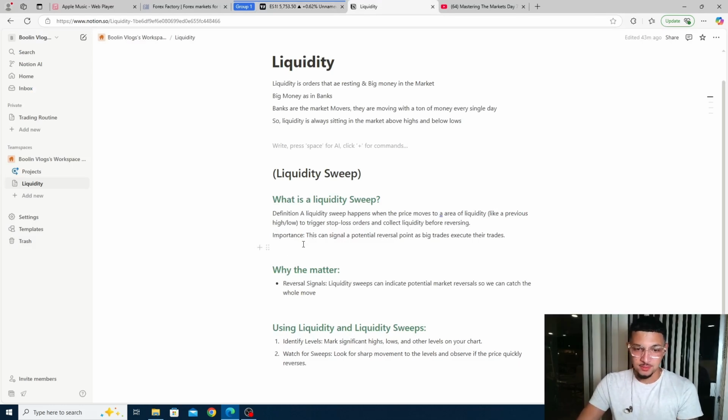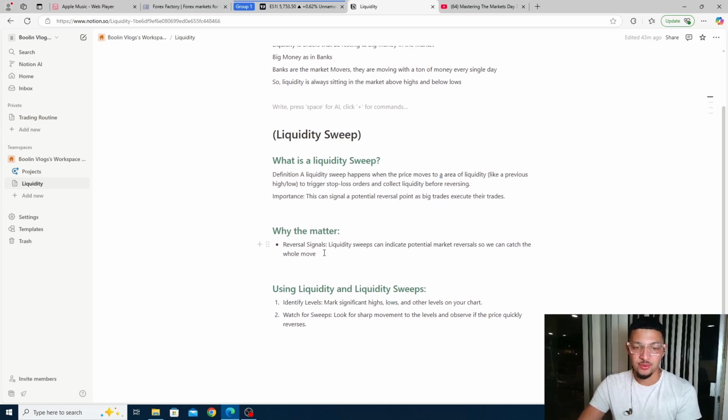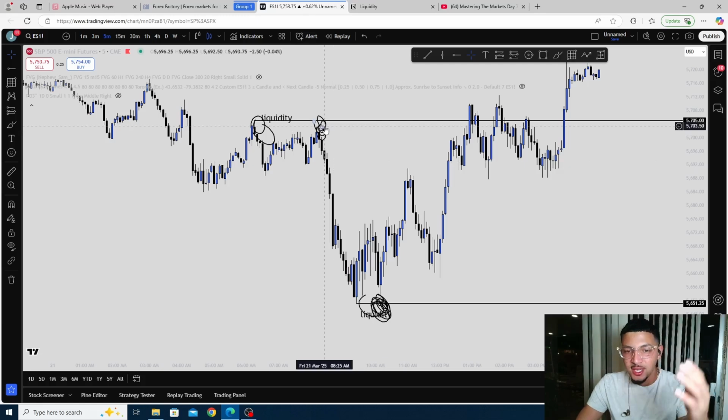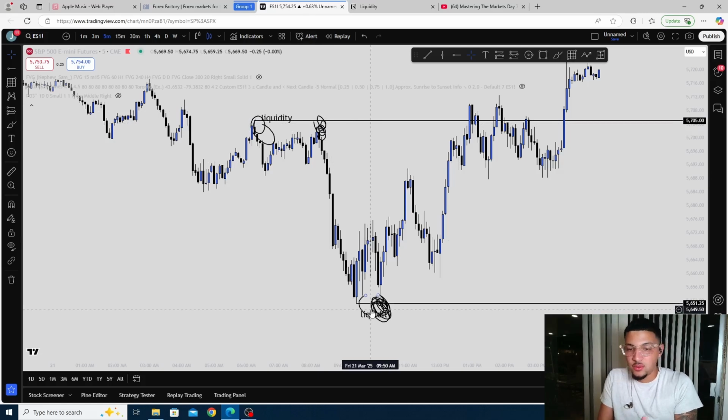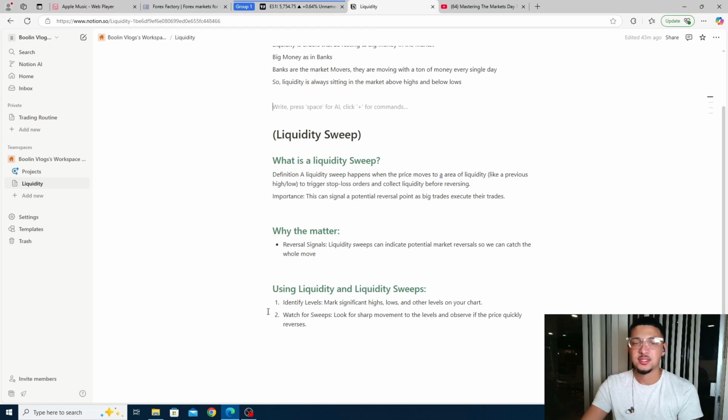Look, importance. This signals a potential reversal point as big traders execute their orders. Big banks execute their orders. That's what that means, guys. Why does it matter? Reversal signal: liquidity sweeps can indicate a potential market reversal, so we can catch the whole move. The banks are always trying to take liquidity from everybody so they can go wherever they want to go. They want to go down, bam, they're gonna grab your liquidity, take all the small traders out, and then go their way. Bam. Exactly how I'm telling y'all.